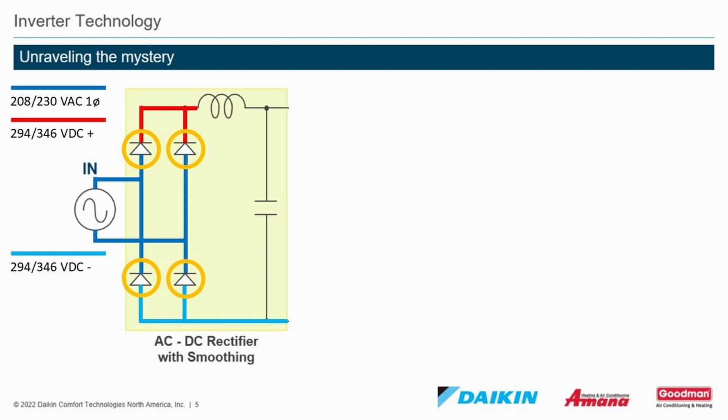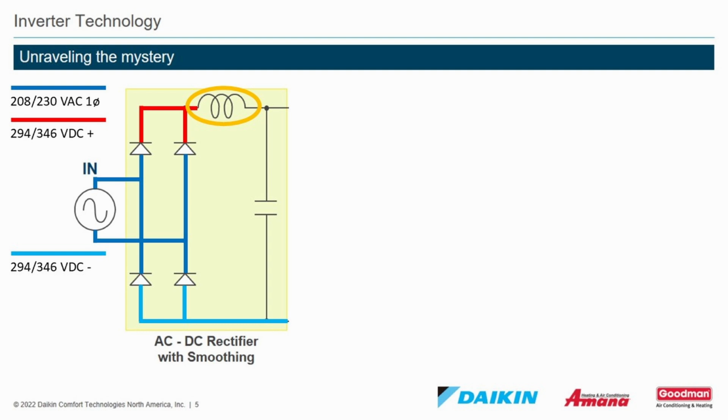The red line indicates positive DC voltage. The light blue line indicates negative DC voltage, since the diode allows the power to flow toward the arrow and the ground to flow the opposite direction. The DC voltage then travels through the reactor.